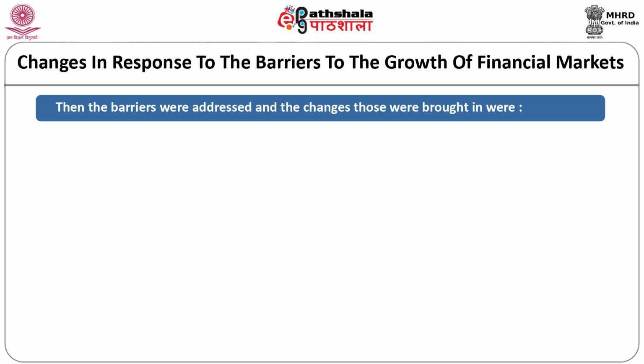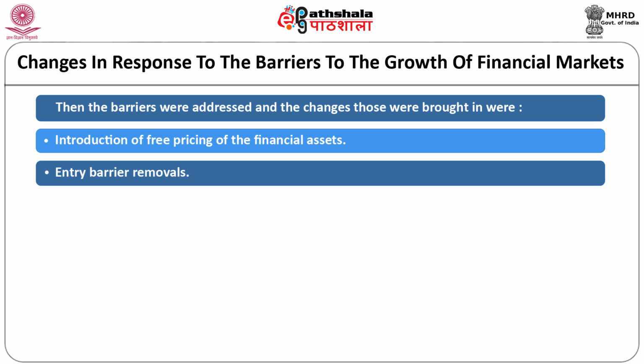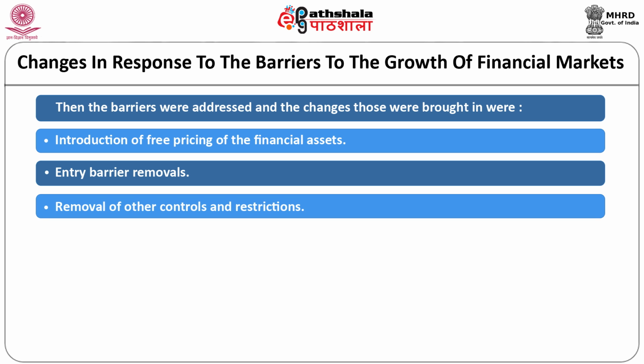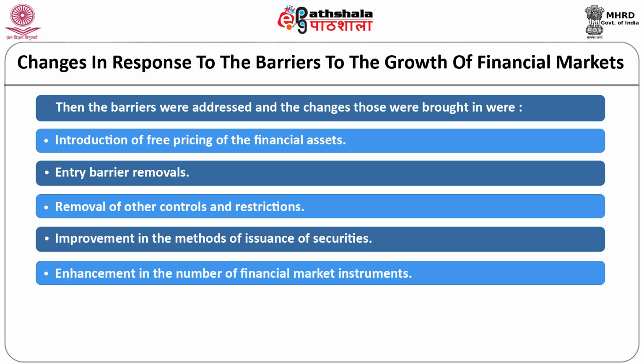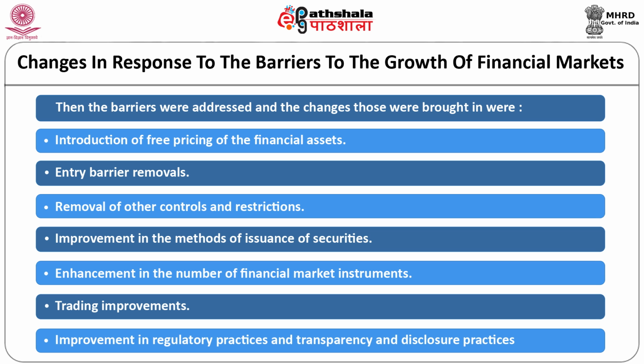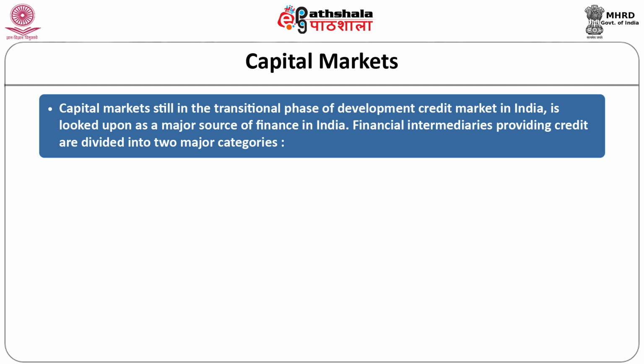These are as follows. Number 1, introduction of free pricing of the financial assets. Entry barriers removal. Removal of other control and restrictions. Improvement in the method of issuance of securities. Enhancement in the number of financial market instruments. Trading improvements. Improvement in regulatory practices and transparency and disclosure practices. Capital market still in the transitional phase of development.